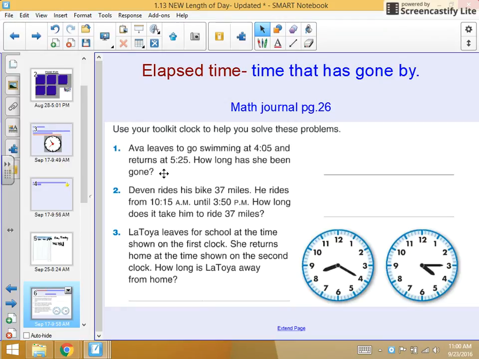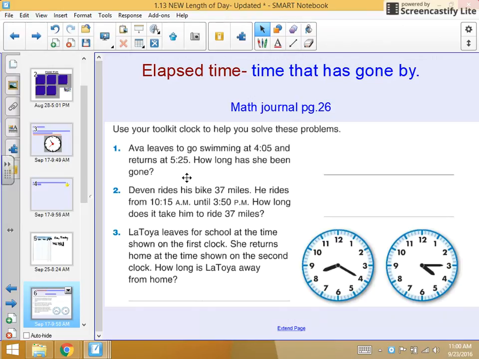So I want you to stop right now and make sure that you and your partner's math journal is open up to page number 26. We're looking at question 1. It says Ava leaves to go swimming at 4:05 and returns at 5:25. How long has she been gone?